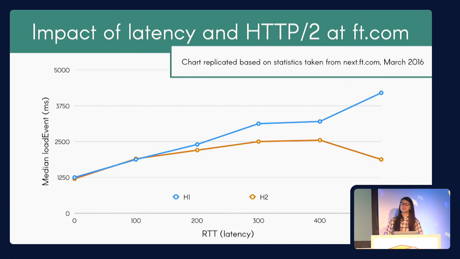Here are some statistics. This is a chart replicated from a presentation given by Patrick Hamann on HTTP2. He shared some stats on the impact of latency and different HTTP versions on the financialtimes.com website. As we can see, for users with low latency, say 100 milliseconds or even 200 milliseconds, the benefit of switching to H2 isn't enormous. HTTP2 truly shines for users with high latencies, where the difference becomes significant. Think 400, 500, and more.